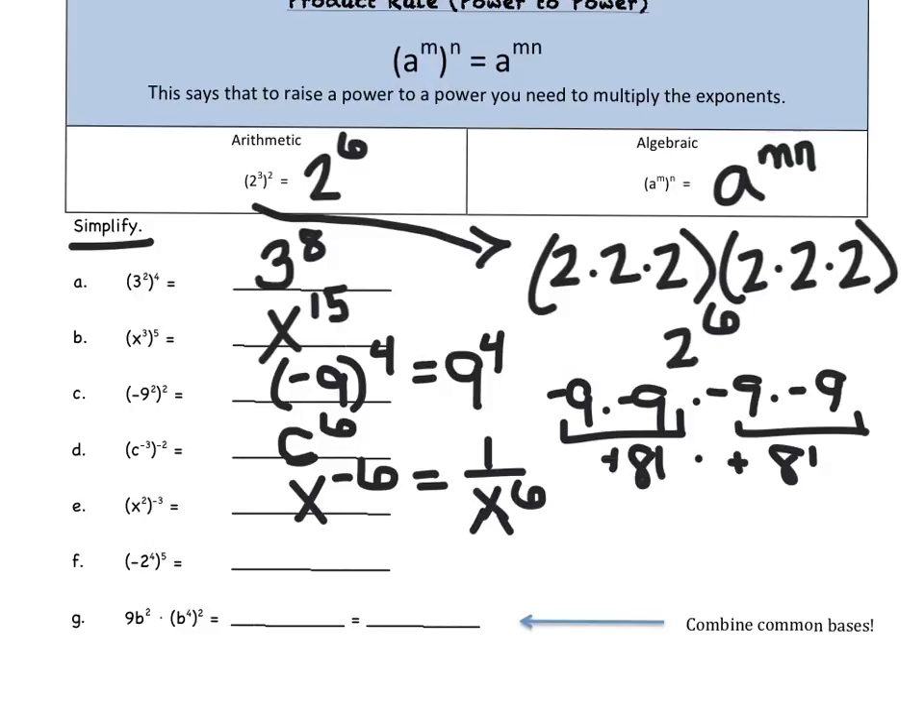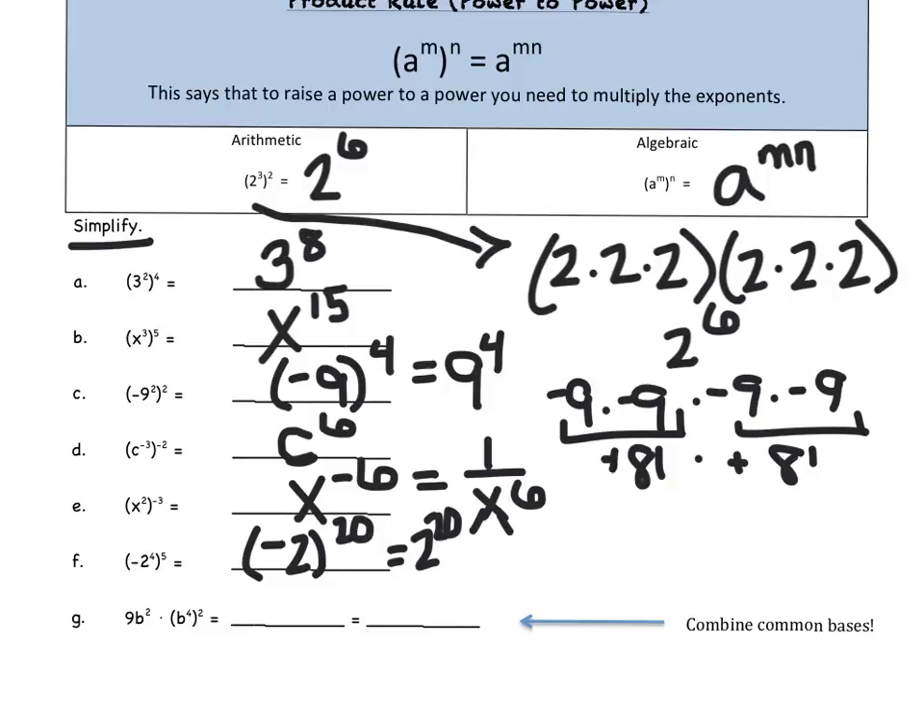In part F, again, we've got a negative in our parentheses, so we're going to keep that in the parentheses. 4 times 5 is 20. Again, because this is a positive exponent, you could also write this 2 to the 20th power.